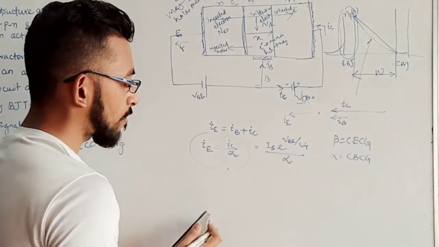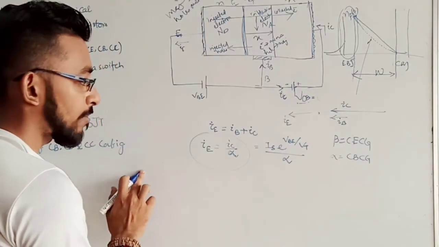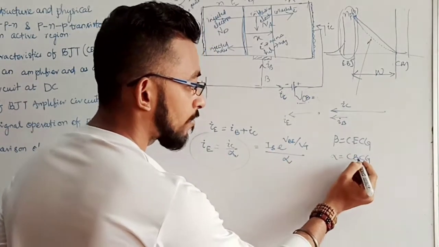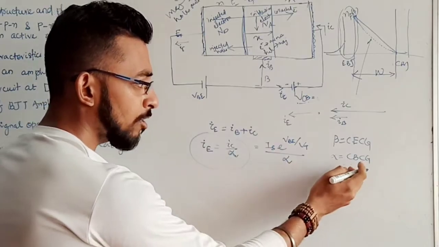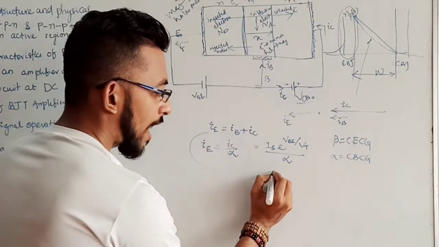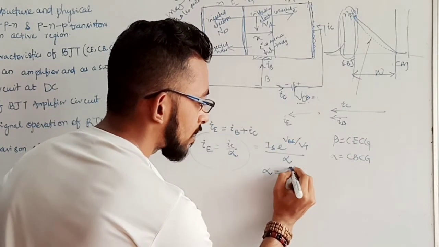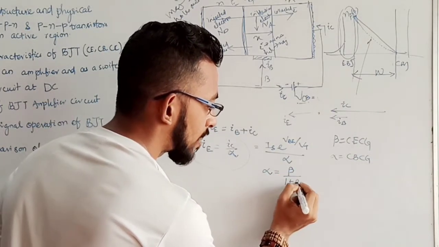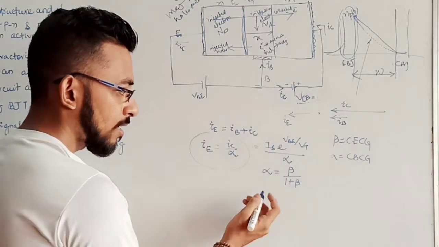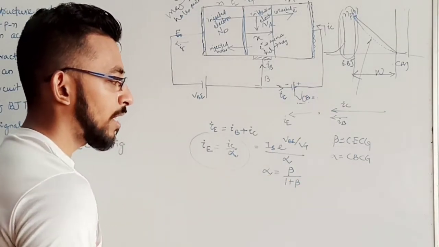This is also one transistor parameter, like beta. Like beta is a transistor parameter, alpha is nothing but the common base current gain. So there is a relation between alpha and beta. My alpha is nothing but beta upon 1 plus beta. Okay, my alpha is nothing but beta upon 1 plus beta.